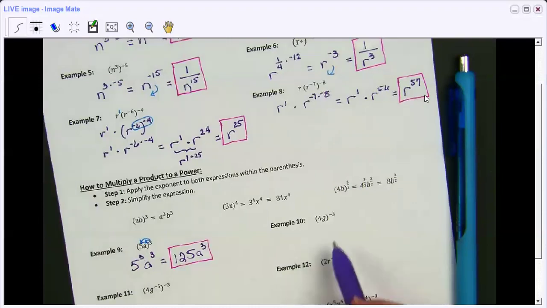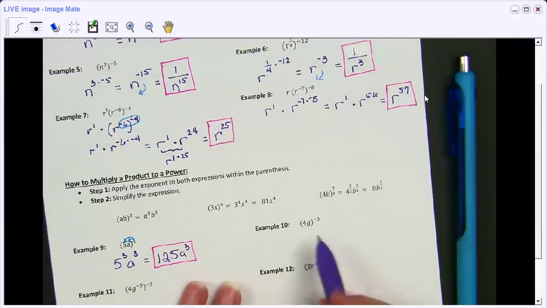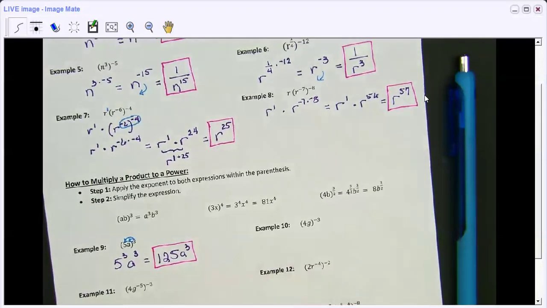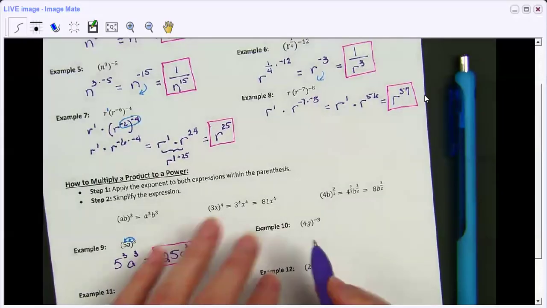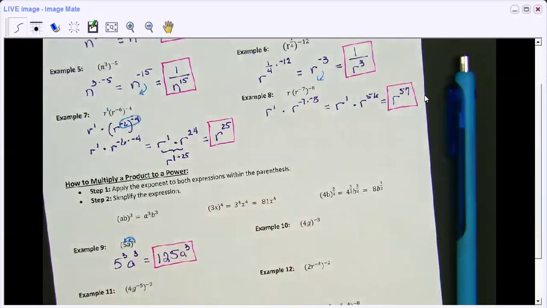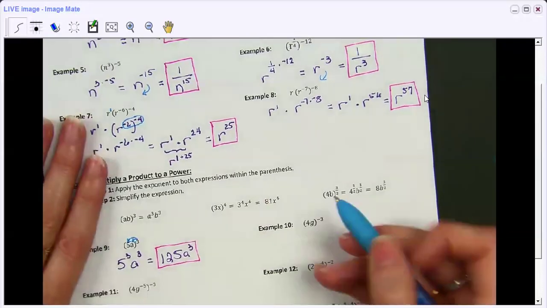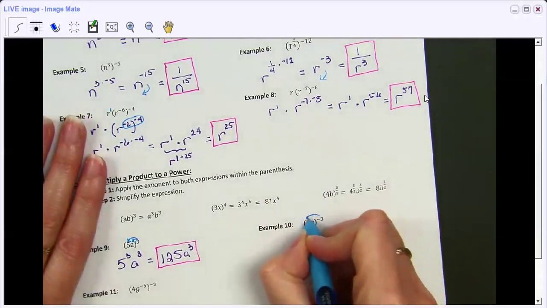But what happens when I have a negative? Now you can start off automatically by moving the 4g down to the bottom, because you know that with a -3, you can't have a -3, right? Or you can apply the negative exponent, then move it. It really doesn't matter. So I'm going to go ahead and apply my negative exponent first.